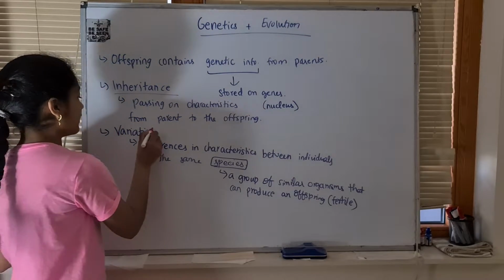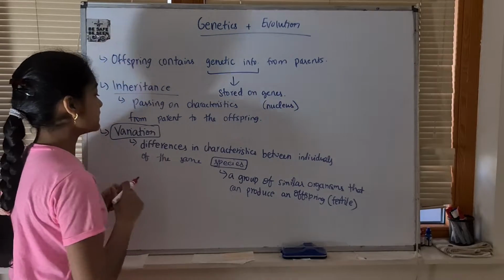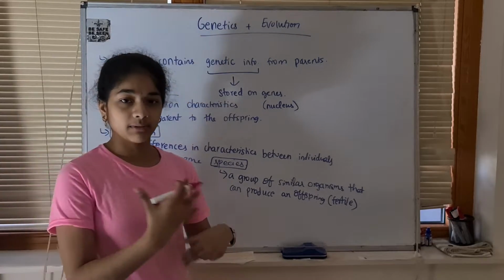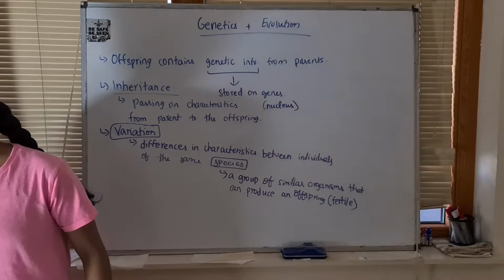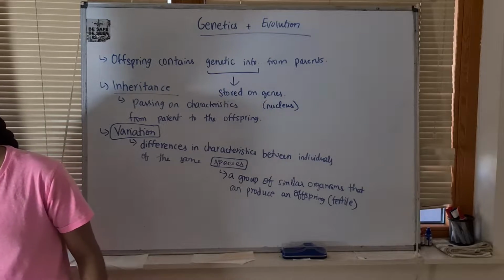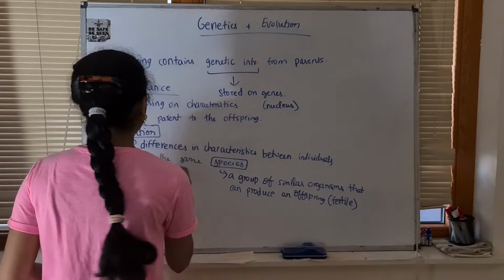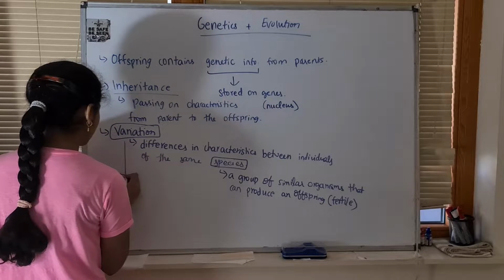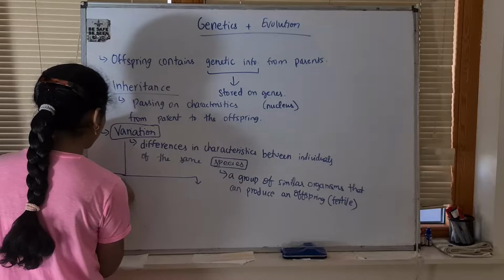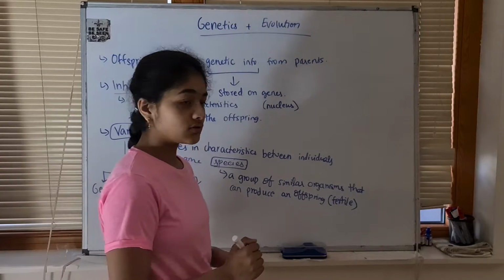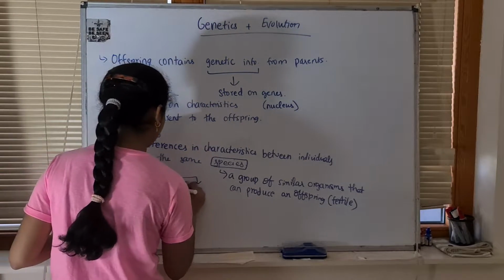So this is what variation is. Variation means the differences in characteristics between individuals of the same species. Now, there are two types of variations. The first one is genetic variation, and the second one is environmental variation.